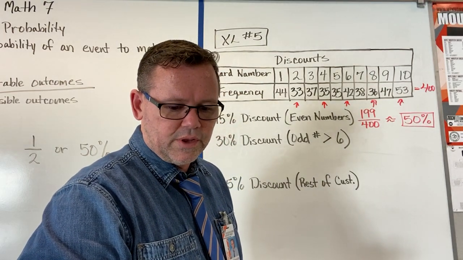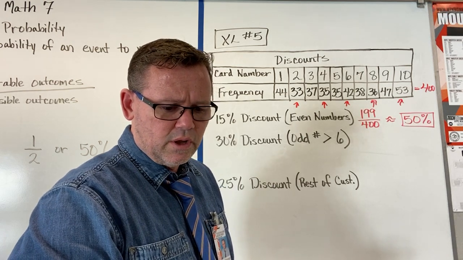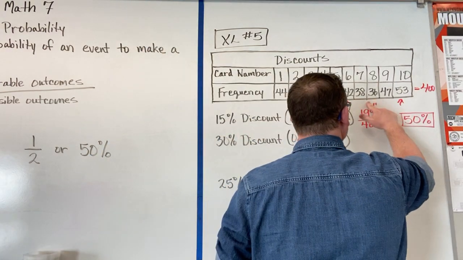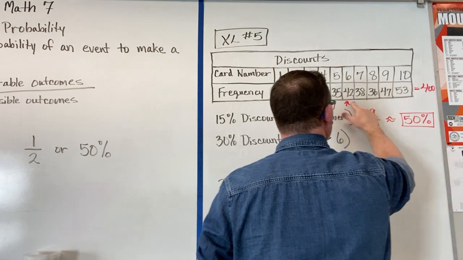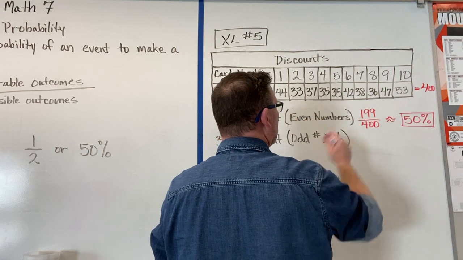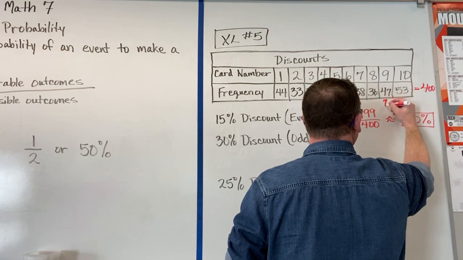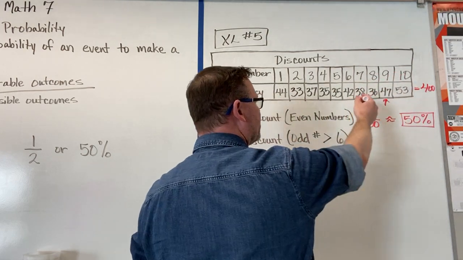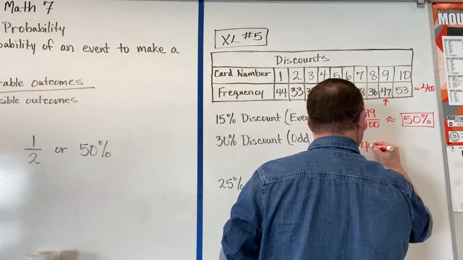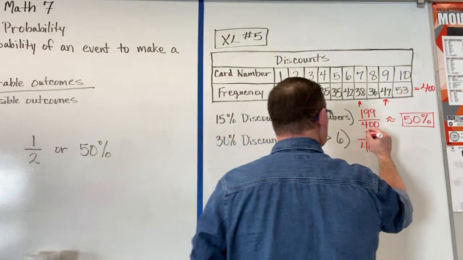Okay. So the next one we go through, and it's a 30% discount, and it's odd numbers greater than 6. So I'm going to erase this so we can go through. And we did odd numbers greater than 6. So odd numbers greater than 6 is only 7 and 9. So what I did here was I added up the 38 and the 47. So we still are over 400. Notice that that stays the same. And what we found out was that there was 85.